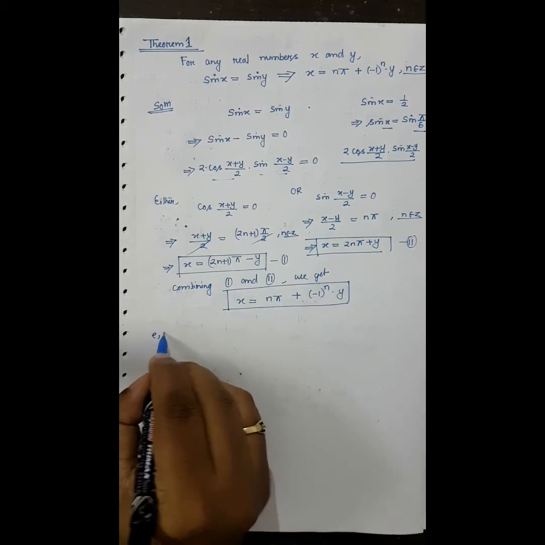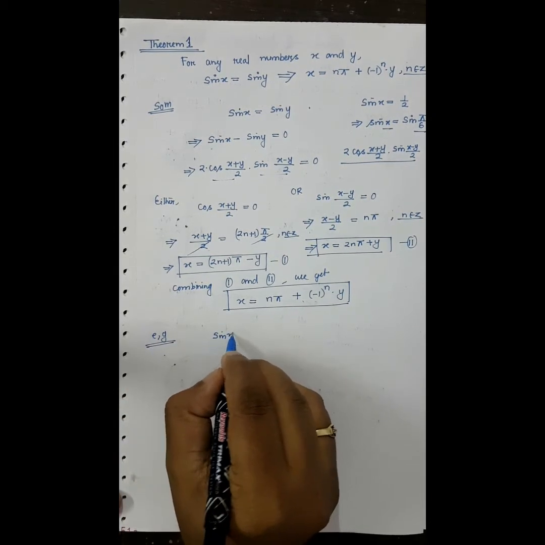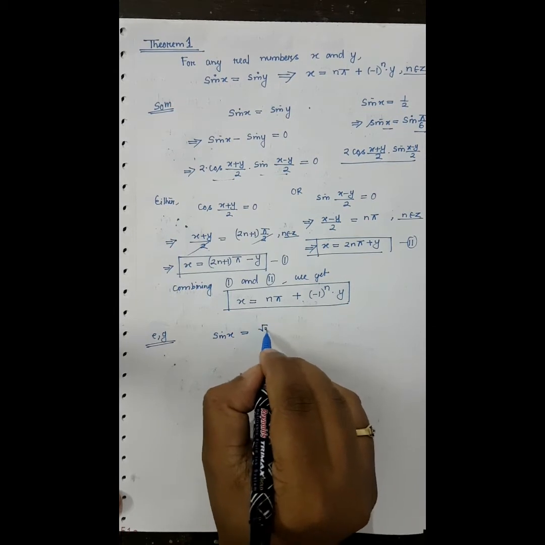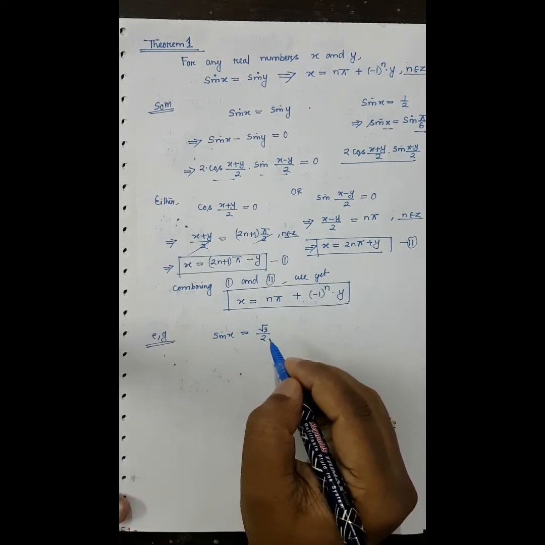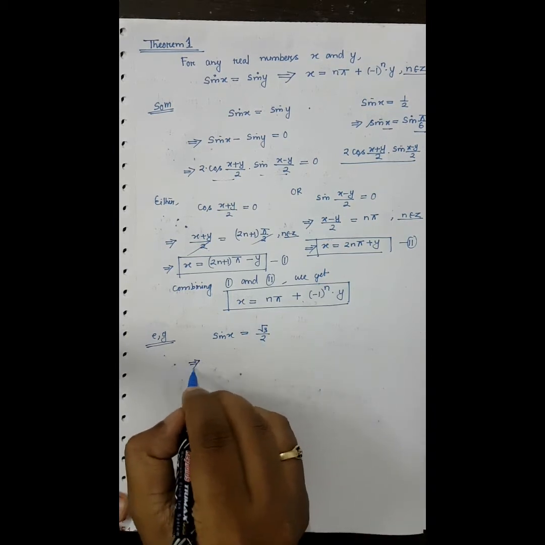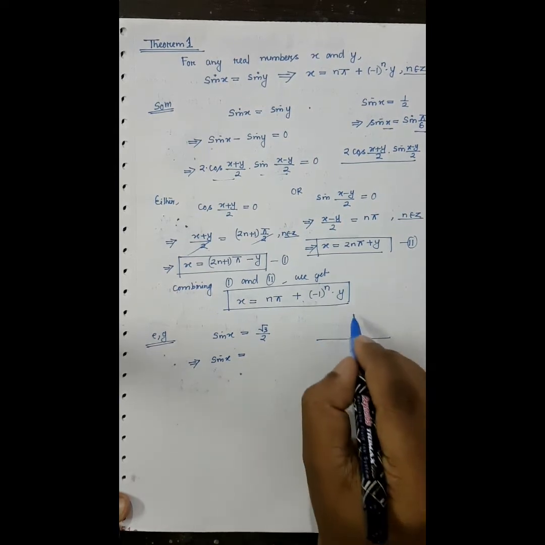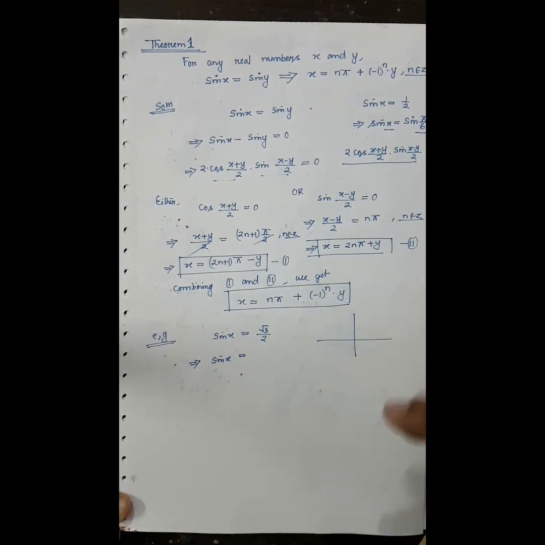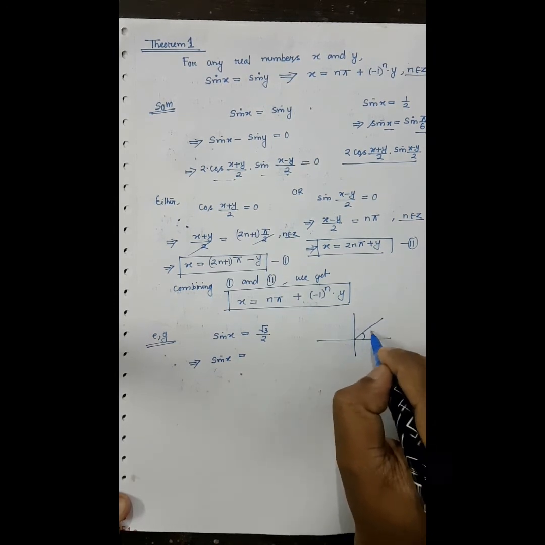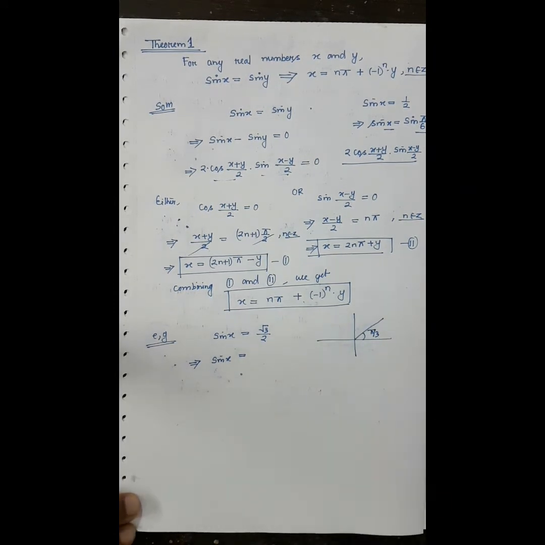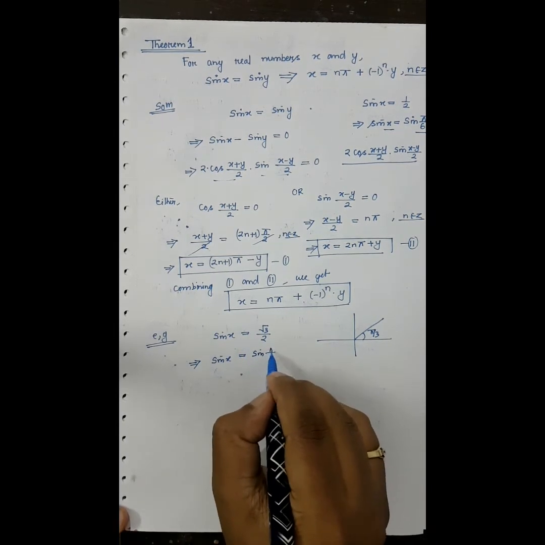So for example, if you are given sin x is equal to root 3 by 2, and you have to find the general solution of this trigonometric equation, we can proceed like this. We know sin theta is positive in the first quadrant and in the second quadrant. So if I take the smallest possible value, it will be equivalent to pi by 3. Sin 60 is equal to root 3 by 2. So it will be equal to sin pi by 3.